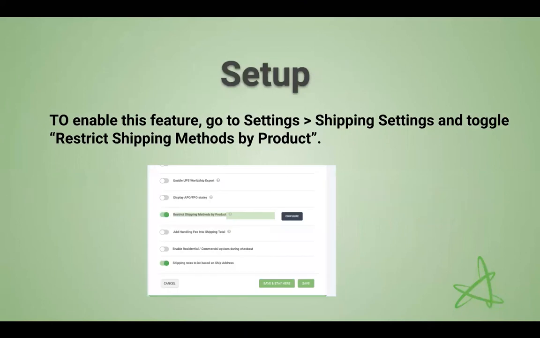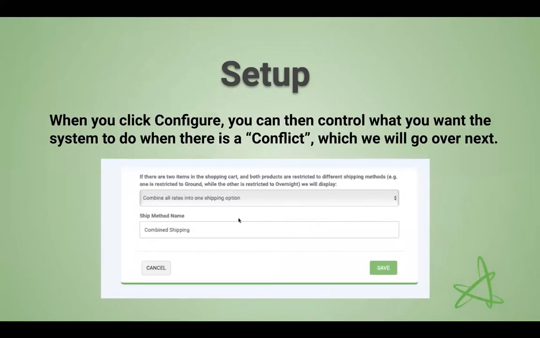And to set this up, and some of you may have seen this before, if you go into your settings tab and then you click shipping settings, you'll land on a screen similar to what you see in this screenshot. And one of those toggles is going to say restrict shipping methods by product. If you turn that on and you hit configure, it's going to take you to a screen that will ask you for these couple of options here.